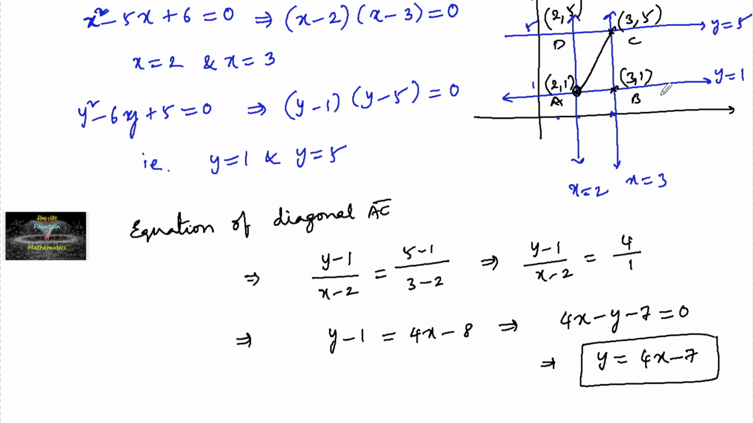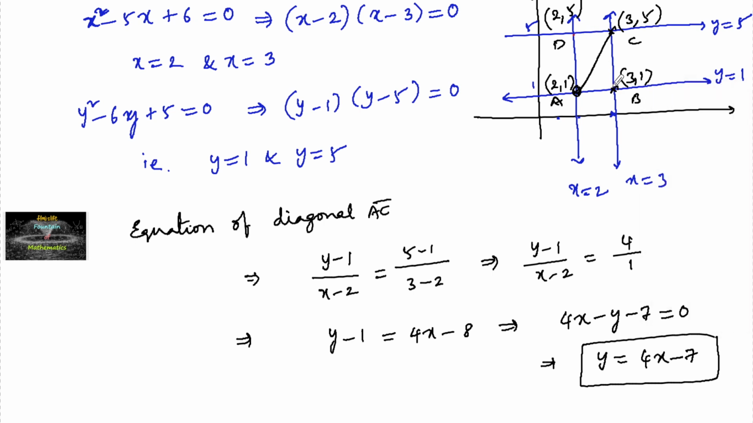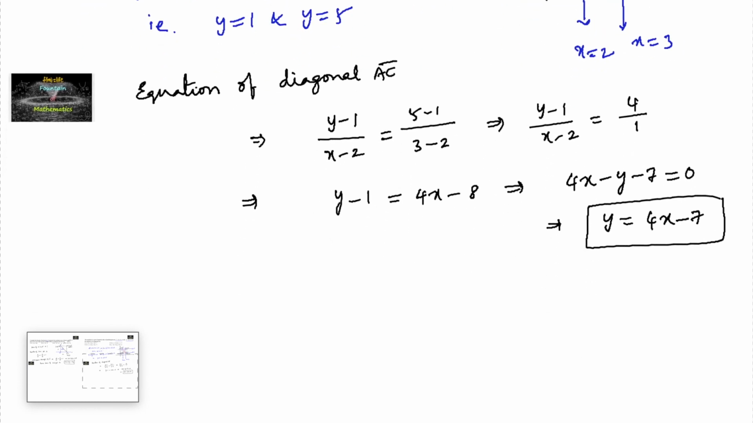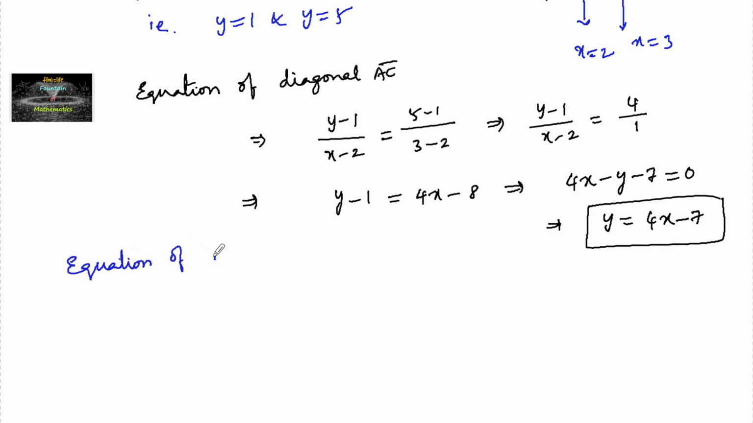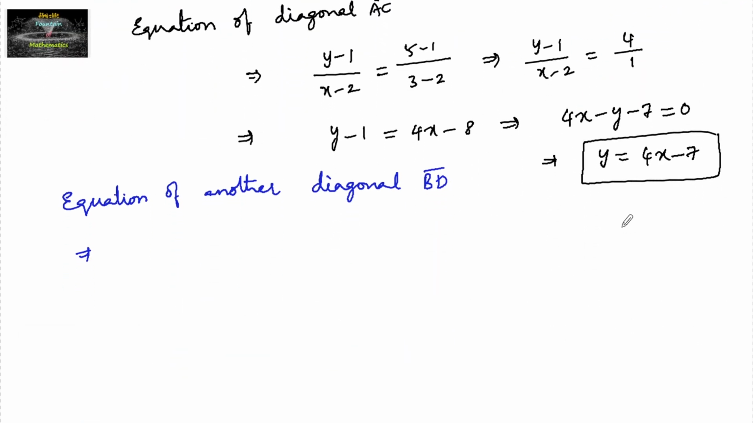And for another diagonal, we can join BD. BD is one more diagonal, by taking the points 3 comma 1 and 2 comma 5. Equation of another diagonal BD: the points are 2 comma 5 and 3 comma 1.